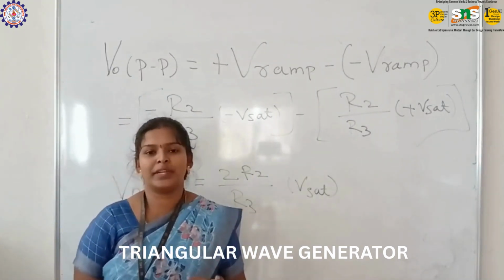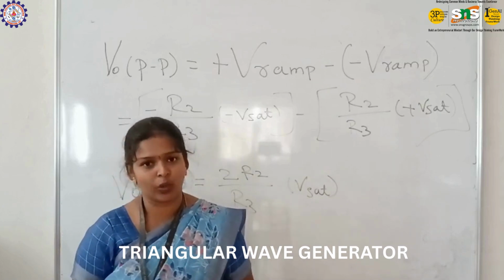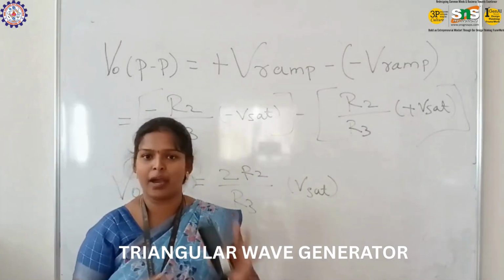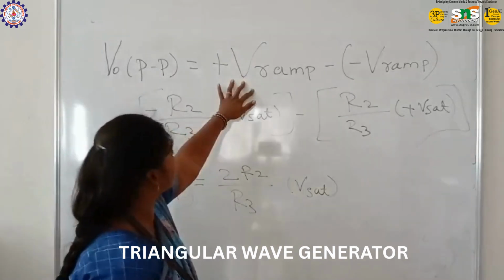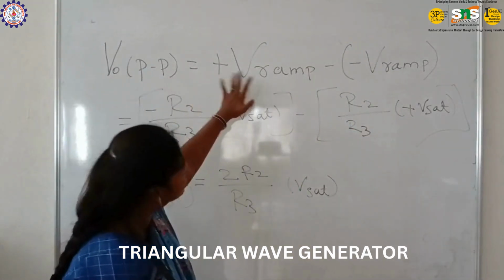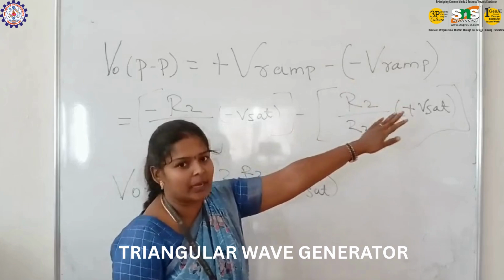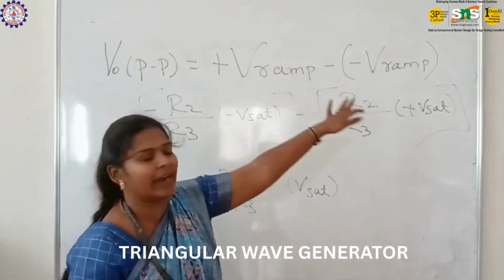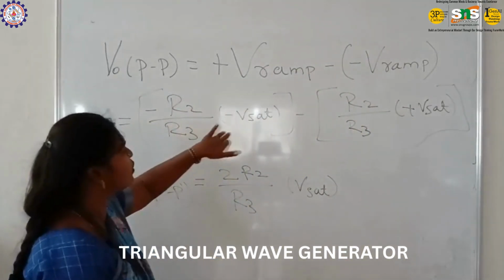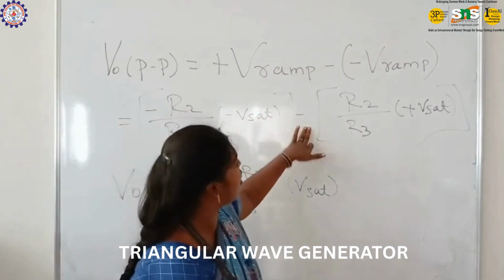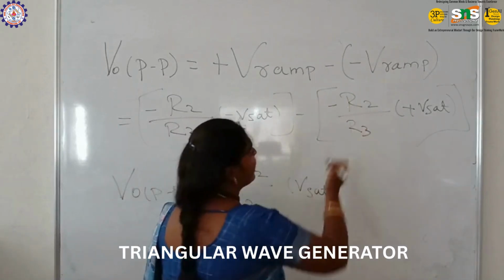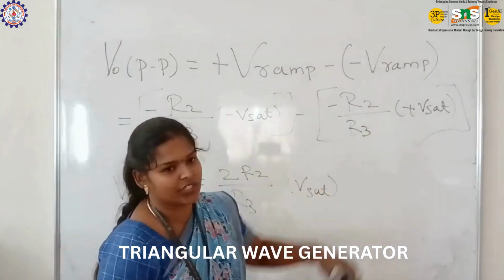Peak to peak value is nothing but the amplitude. So the positive peak and negative peak give the amplitude. So V0 peak to peak equals plus Vramp minus minus Vramp. We know the values of plus Vramp and minus Vramp. So it's written as minus R2 by R3 into minus V saturation, minus of minus R2 by R3 into plus V saturation.